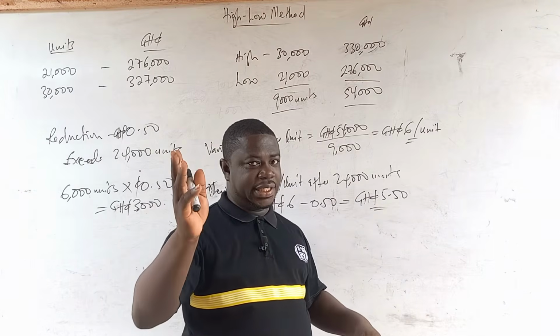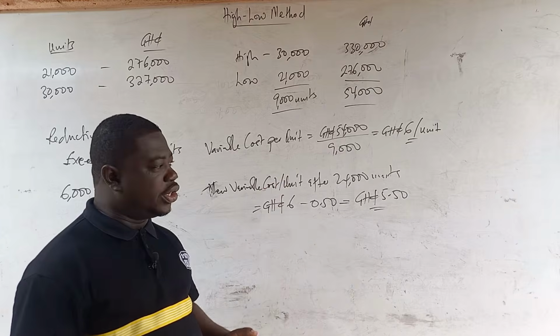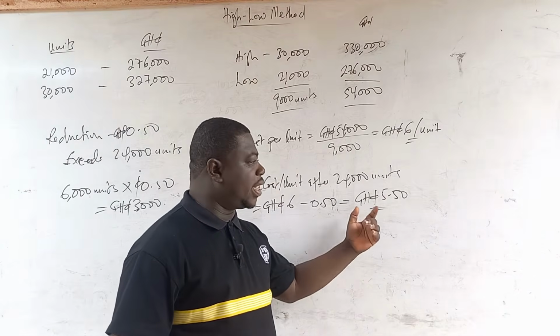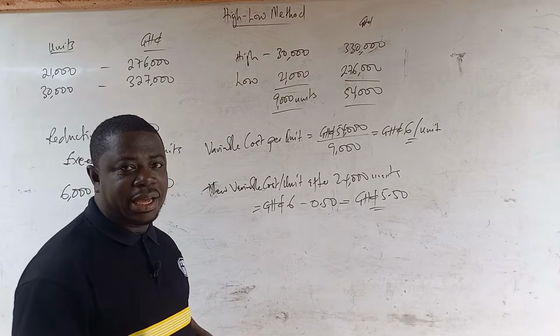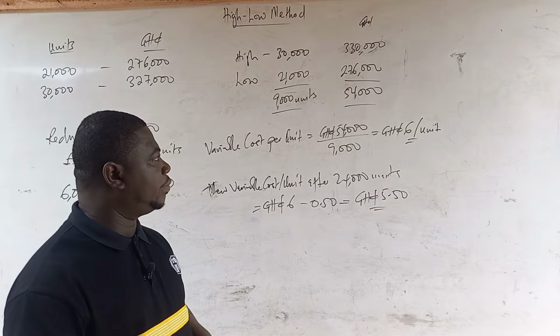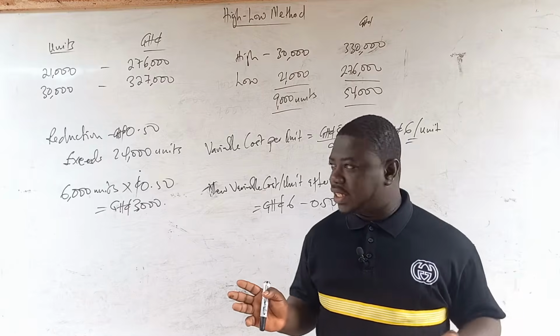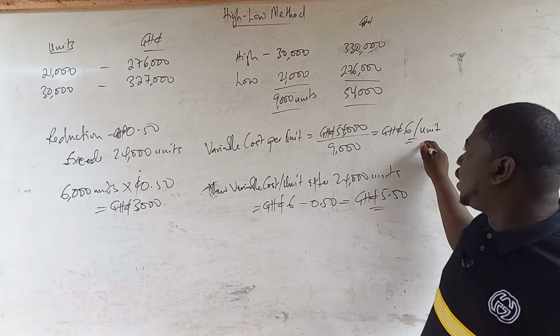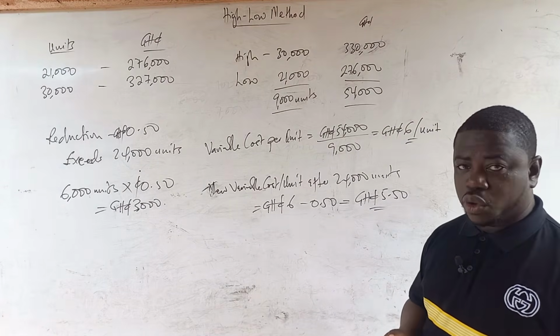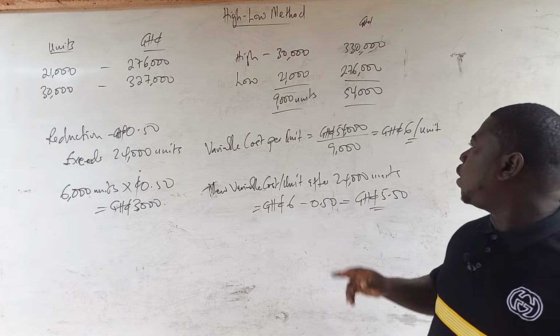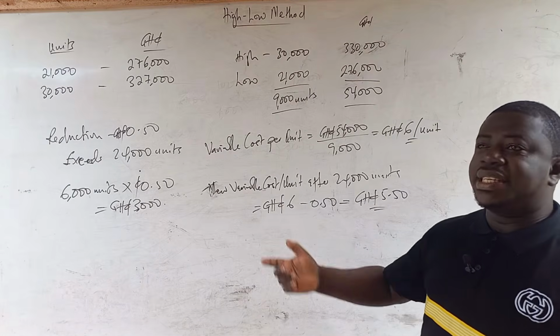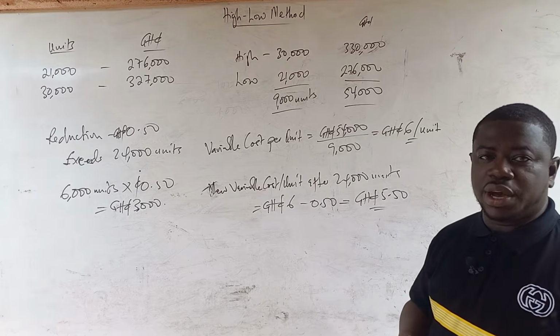Only for the excess. This question doesn't apply to all the units, remember. Only for the excess. When I'm done, I'll also look at a scenario where it applies to all. Okay. So this is how to get a variable cost per unit. Now, we are not just done. We need to now use this to find our total fixed cost and get the regression equation. Once we have the total fixed cost, we can estimate any units that we want to estimate.